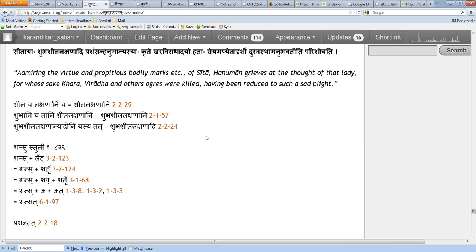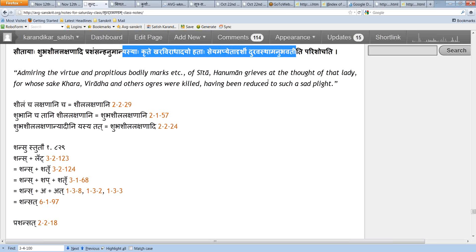Where does the quotation begin? Sa, I think from Sa. We start from here, Yasyaha Krite, because Yat goes with the Tat. This is the Tat Pradipradikam, this is Yat. They should be together. So yasyaha krite khara viradhadayo hataha seyam apyetadrishim duravastham anubhavati. So for whose sake Khara, Viradha, etc. were killed, even she is experiencing this kind of desperate situation, bad situation. Iti parishochati, he grieves.